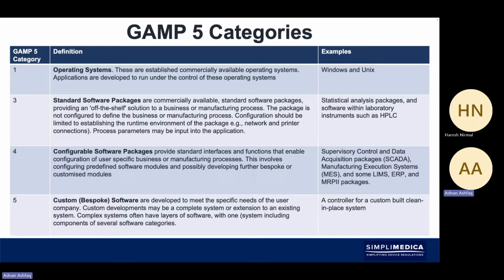And then the most difficult of the categories is the custom bespoke software, and that's probably a category that you want to try and avoid as much as possible, if possible, by purchasing off the shelf or configurable-only software rather than custom. Now, there are lots of needs where you actually have to have custom bespoke software, such as the examples I mentioned about clean in place, or a controller for a custom built machine, which is customized to your specific requirements. Then it will be difficult to go into category 3 or 4.